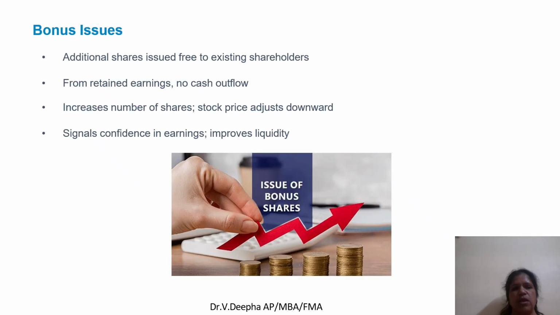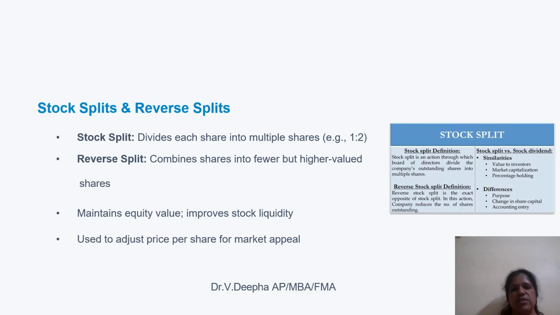Bonus issue: additional shares issued free to existing shareholders from retained earnings, with no cash flow. It increases the number of shares, lowers the stock price, signals confidence in earnings, and improves liquidity. Stock splits and reverse splits: a split divides each share into multiple shares; a reverse split combines shares into fewer, higher-value shares. They maintain equity value, improve stock liquidity, and are used to adjust the price per share for the market.